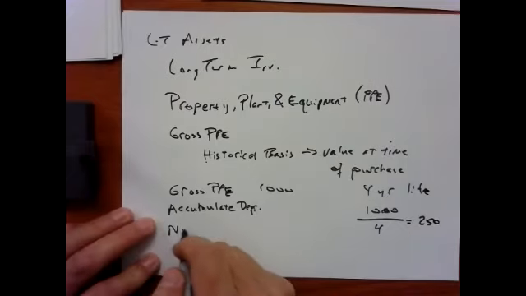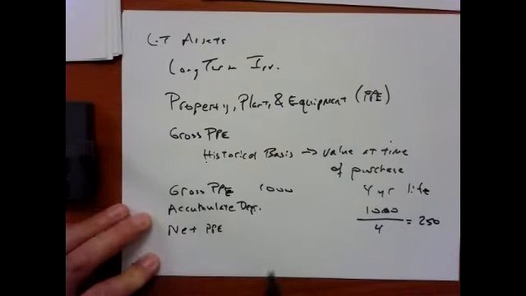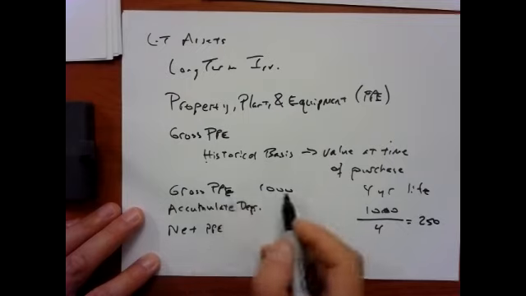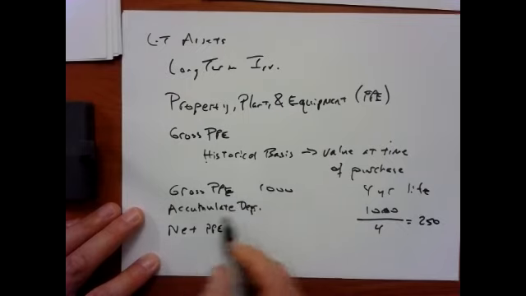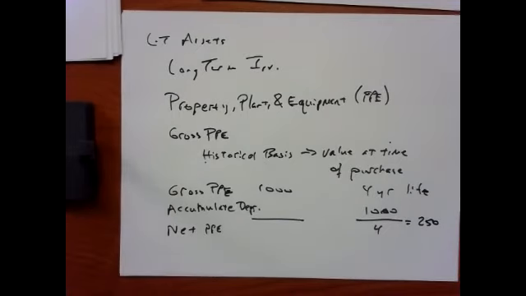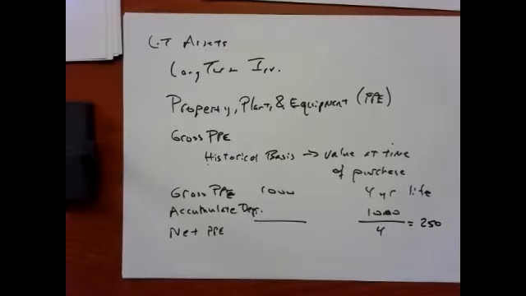So net property, plant, and equipment, net PPE, is going to be gross PPE, the original purchase price of the equipment, minus the accumulated depreciation. Accumulated depreciation is the sum of all of the depreciation that's been charged against all of the assets owned by the organization. But in my computer example, what I want to do is walk through that real quick.